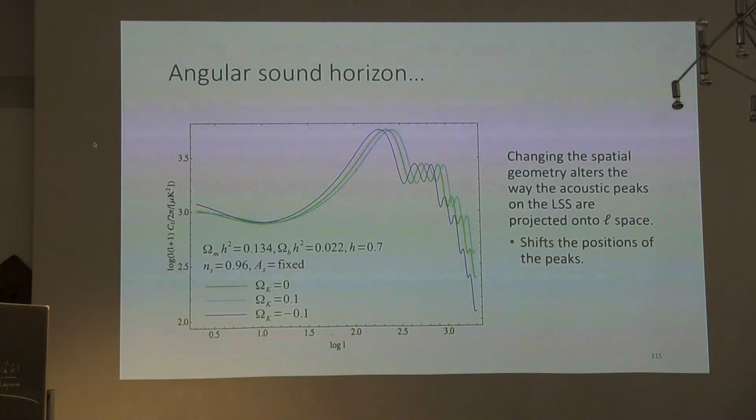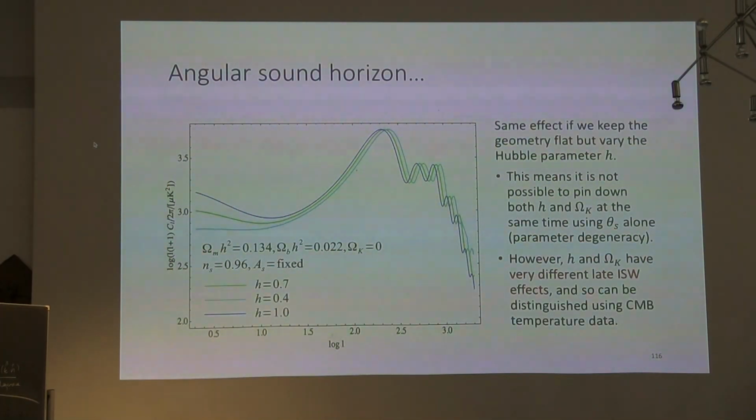I said earlier that omega k is degenerate with the Hubble parameter, so let's also look at how changing the Hubble parameter can change the signature as well. Again, I have 3 cases: H of 0.7, H of 0.4, and H of 1. And again, you're seeing the shifting of the acoustic peaks due to these different values of H. So that's what I meant when I said that H and omega k are degenerate as far as the location of the acoustic peaks are concerned.